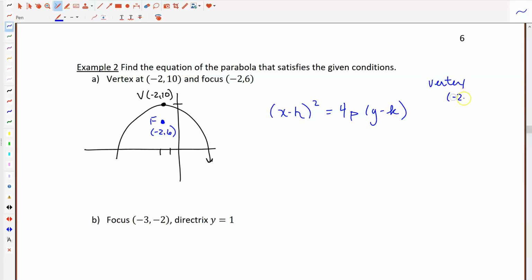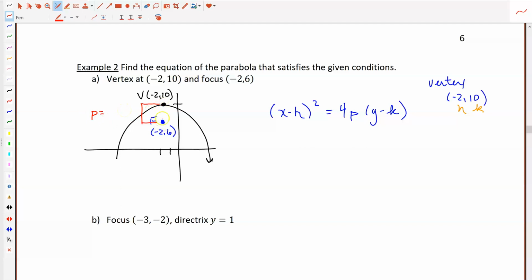Vertex is at -2, 10. So there's your h, there's your k. So in order to complete this, the only other piece of information I need is p. Now, as a reminder, p is the distance between the vertex and the focus. All right, so this distance right here from the vertex to the focus, that is going to be the value for p.